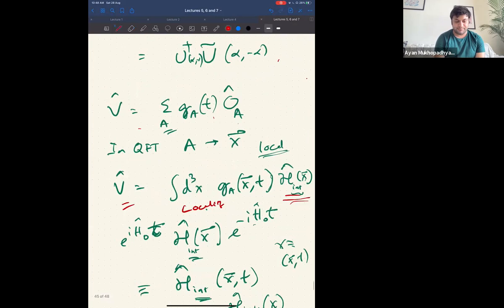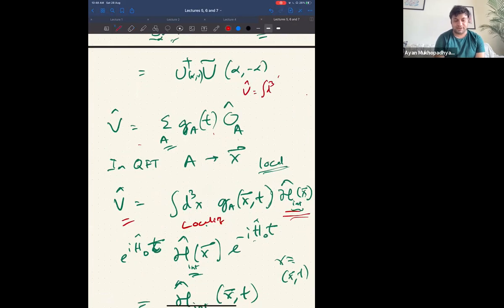Let's write an example. Suppose v hat was equal to the integral d cube x and d cube y of some g(x minus y, t) and h interaction y, something of this kind, for example. So that would have been a very non-local expression. So this is non-local. The local version simply means that there's only one integration over x, and you are simply integrating an operator at every point in x with a local weight.